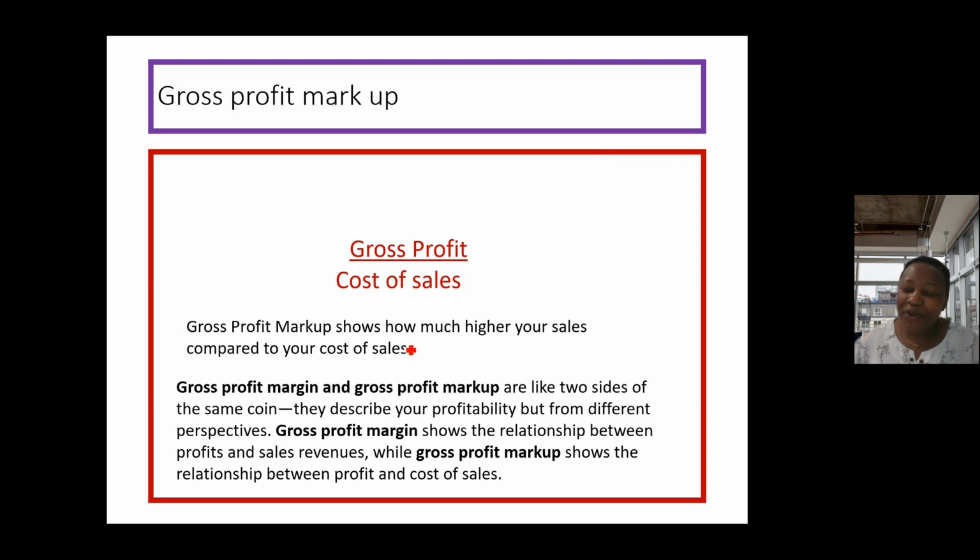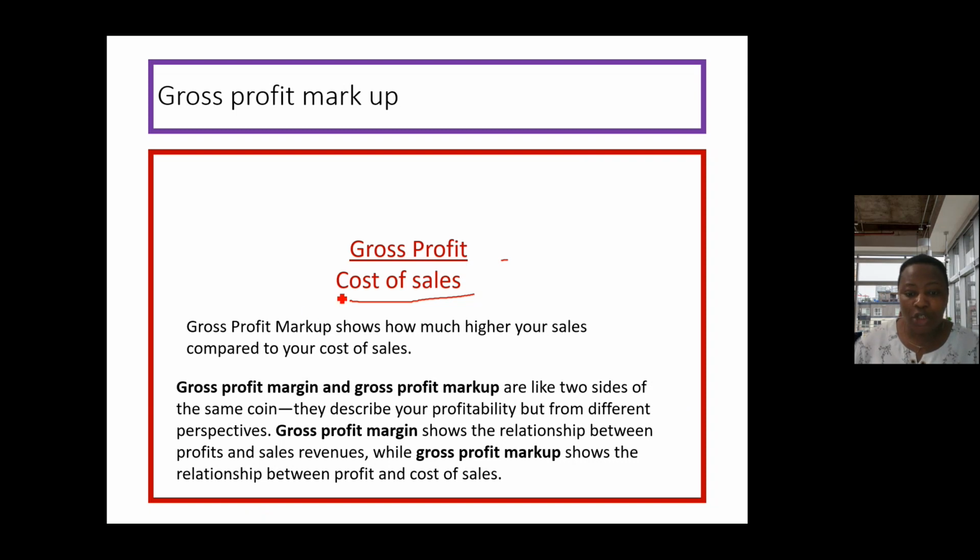The difference between your gross profit margin, if you remember we had calculated our gross profit margin, is that in that calculation we're comparing our profit figure to our sales figure. But with the gross profit markup, you're comparing your gross profit figure to your cost of sales. Both gross profit margin and gross profit markup are looking at the profitability of the business, but we're just using different variables. Whilst the gross profit margin is looking at the sales element, the gross profit markup is comparing your gross profits to your cost of sales.